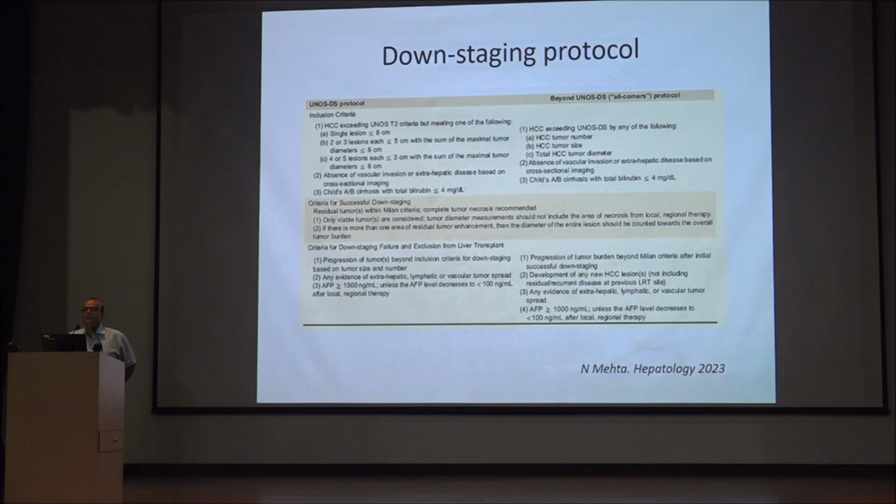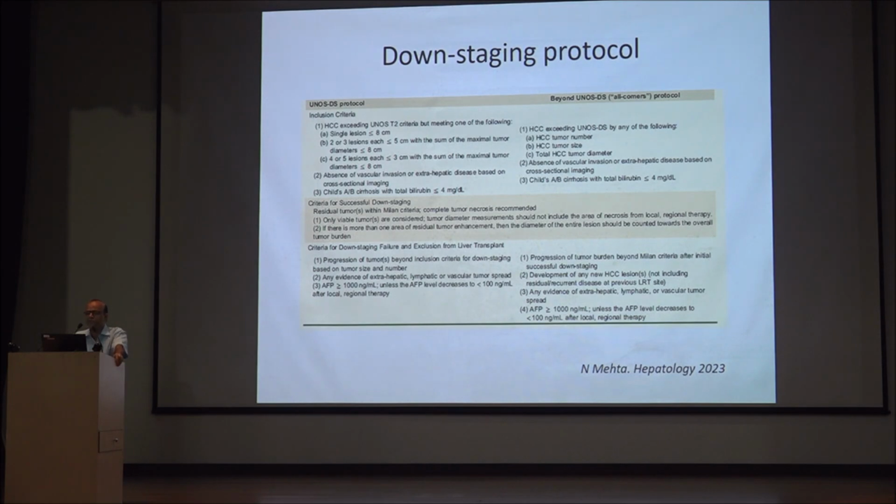And here comes AFP again. Most of the centers are skeptical to offer downstaging if the AFP is more than 1,000, or there is doubling of AFP, but ideally they feel that the AFP after downstaging should come down to 100. Similar to what I explained in the all-comer criteria, because here we have to be more skeptical about progression of tumor burden beyond Milan while they are waiting after successful downstaging.